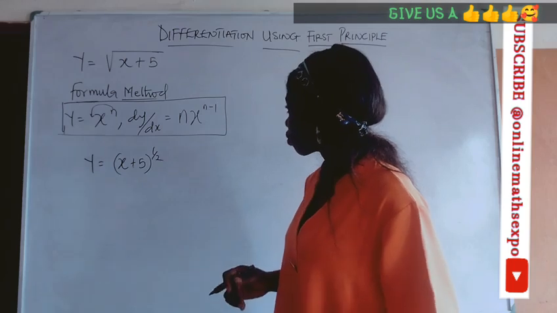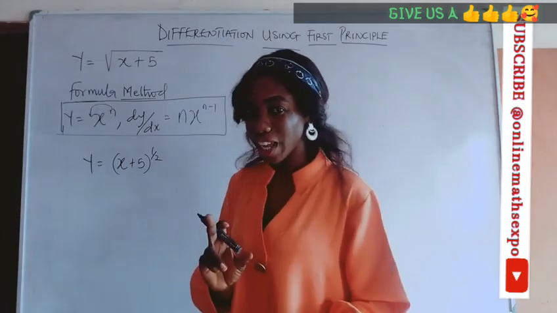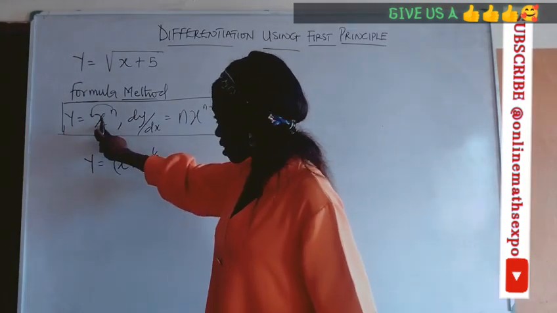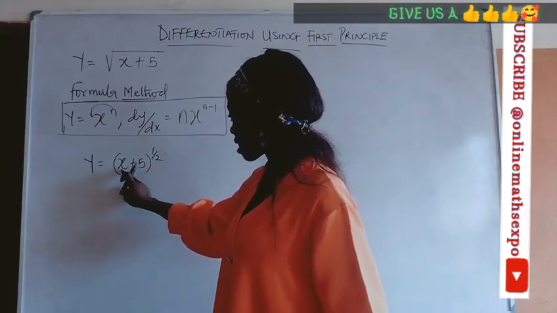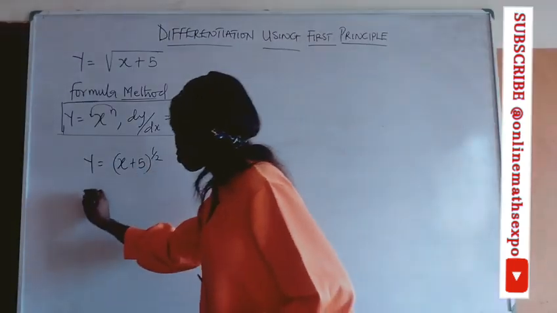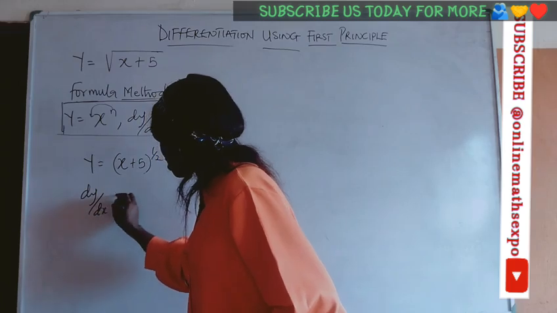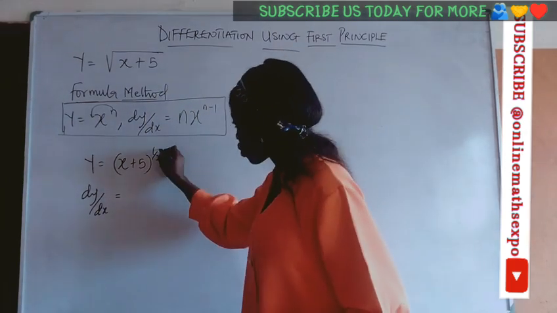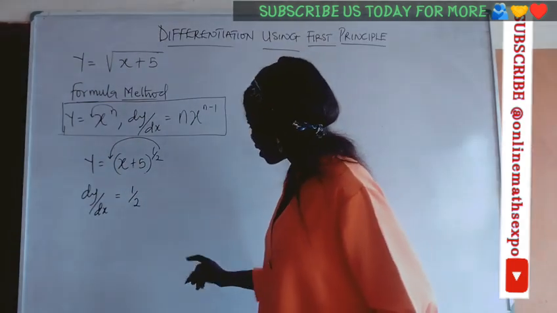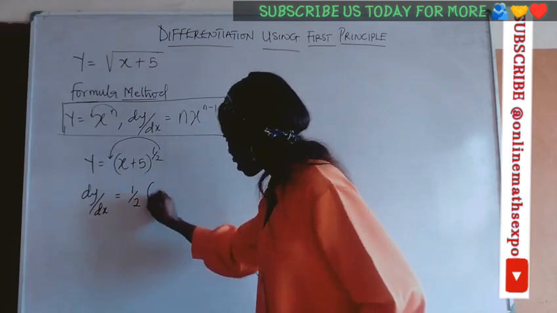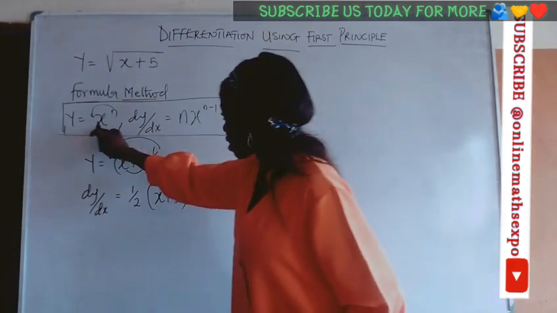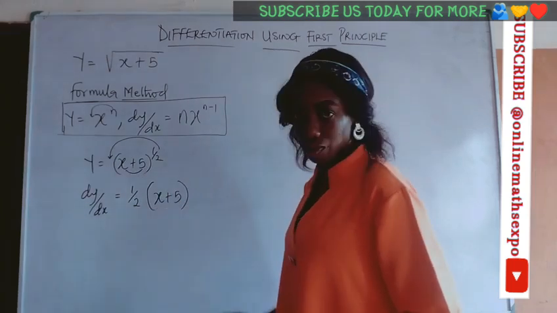Now to apply this rule, we are going to do a little adjustment to it. You will notice that what you have here is x, but what you have inside this bracket is x plus 5. So I'm going to do a little adjustment. Just follow through. So dy dx is equal to, as usual, use the power to multiply, so we have half. Then I will now have my x like you have it here. Let's take the whole of this to be my x. So we have x plus 5.